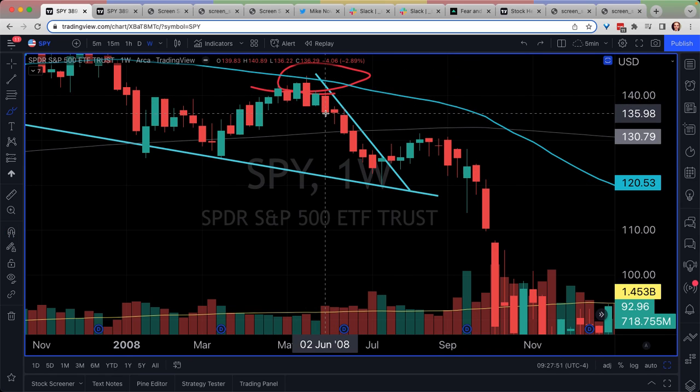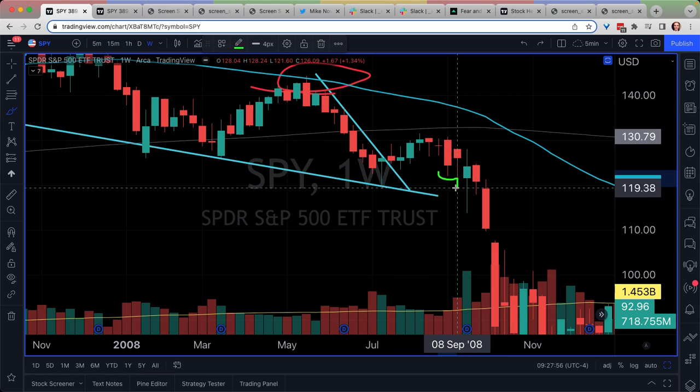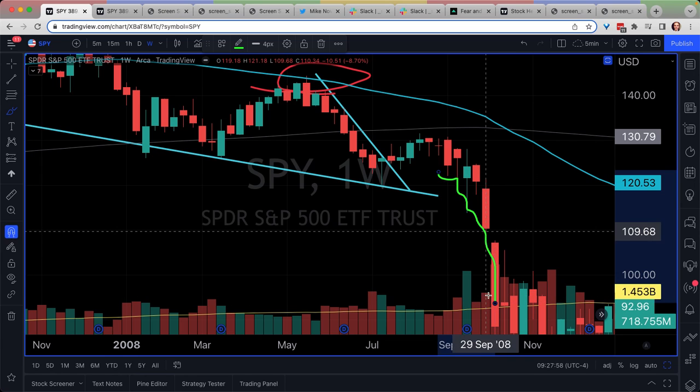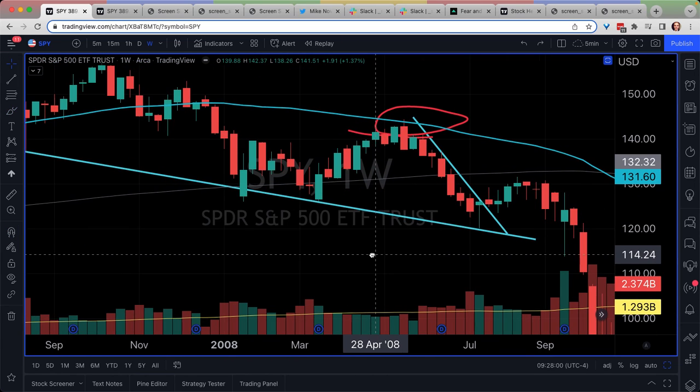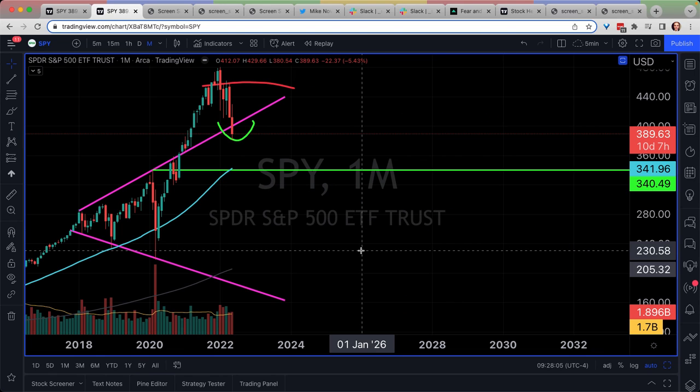Once we got one weekly lower low, then it was followed by many more. Same thing that happened here. Low, lower, lower, lower, lowest, there's the drop. So I'm going to look at the technicals, and then I'm going to give you the reason why maybe we're going to be going down.